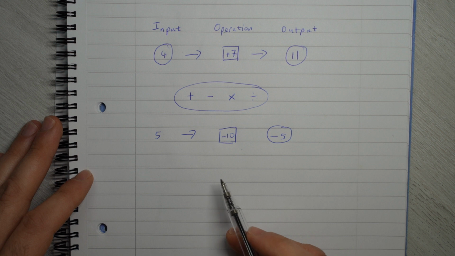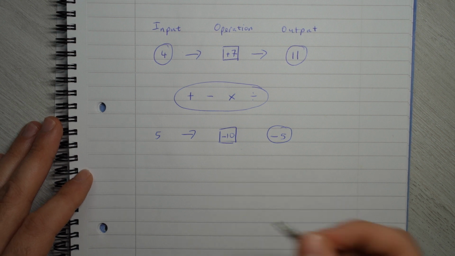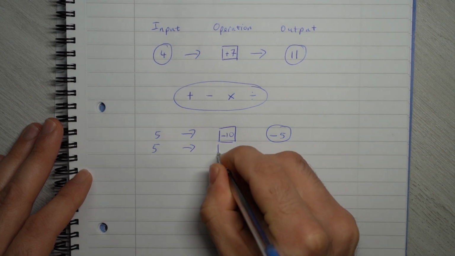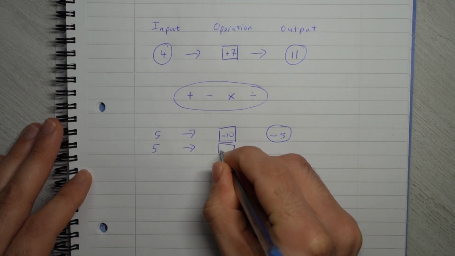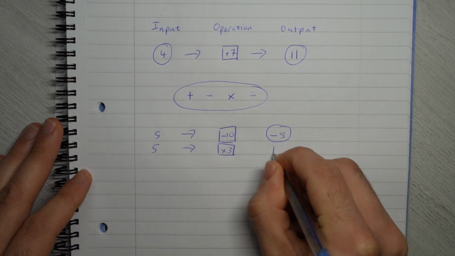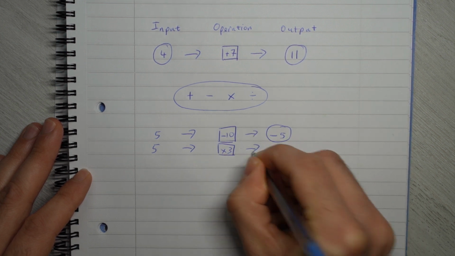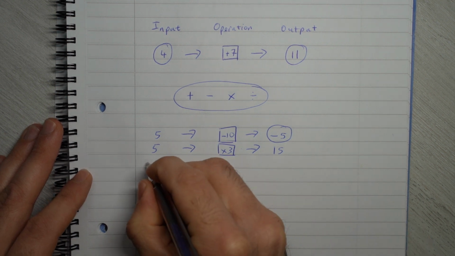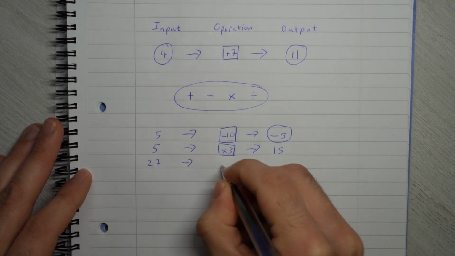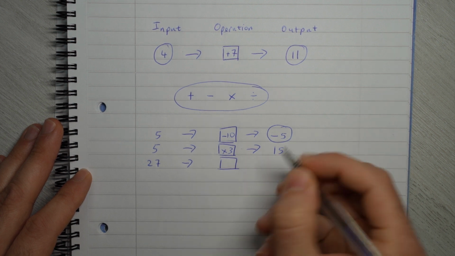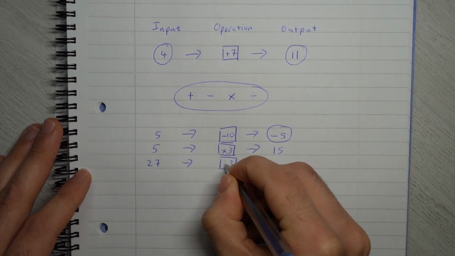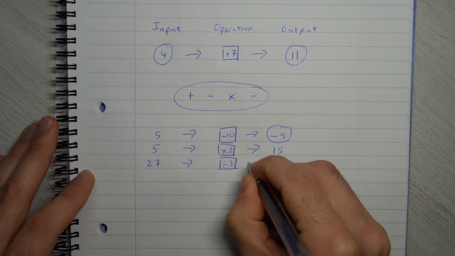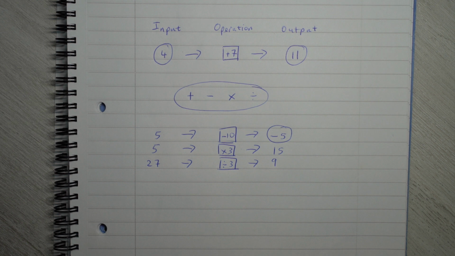We do the same with multiplication and division. For example, if I have again 5 as the input, but the operation here is times 3, 5 times 3 is 15. So the output is 15. If we use division, let's say we have 27 and an operation of division by 3, 27 divided by 3, of course, is equal to 9. So basically that's it.